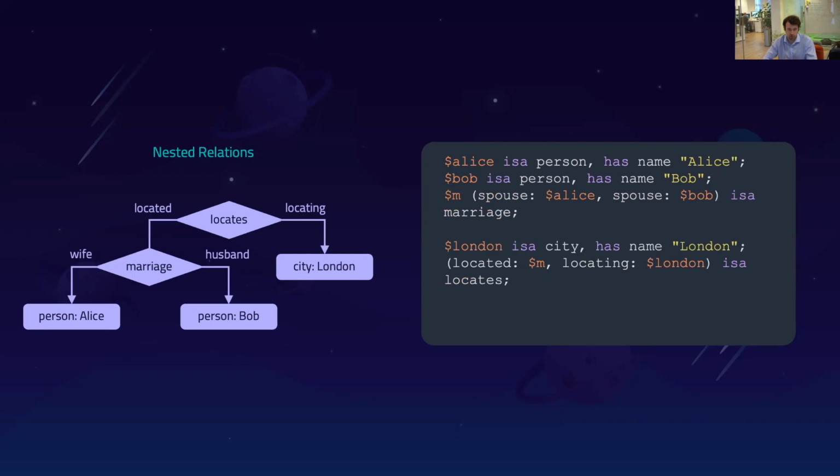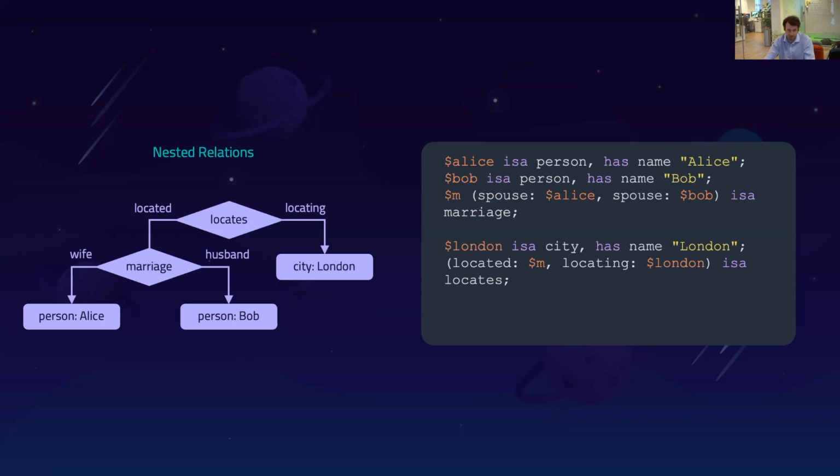And then we also can have nested relations when one relation refers to another relation. The example here, we have a marriage between Alice and Bob. And let's say we want to localize the marriage. That marriage happened somewhere in the world, as long as it was physical. And let's say it happened in London. We can actually assign a variable name, $M, to the relation marriage. And I think this is really, really cool. We can literally put that relation in another relation.